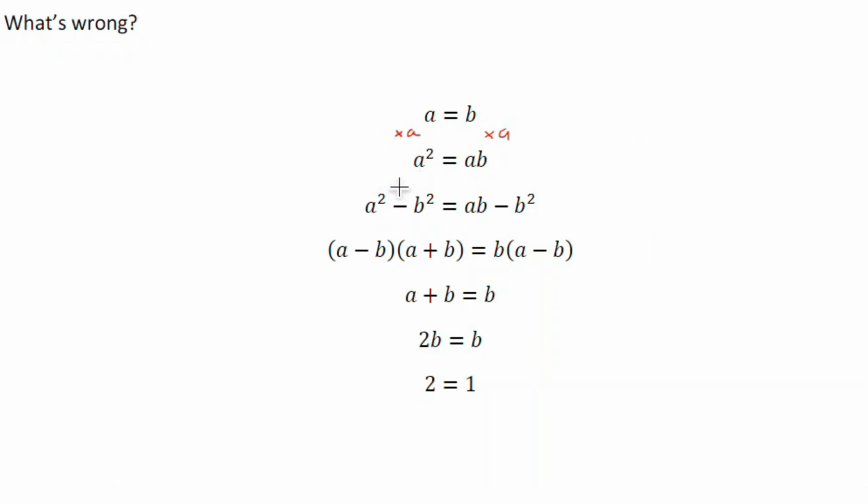The next stage is to say that a squared minus b squared is ab minus b squared. All we have done at that stage is subtract b squared from both sides. Now we're going to factorize both sides. On the left-hand side, we use the difference of two squares, and on the right-hand side, we factorize out the common term of b.